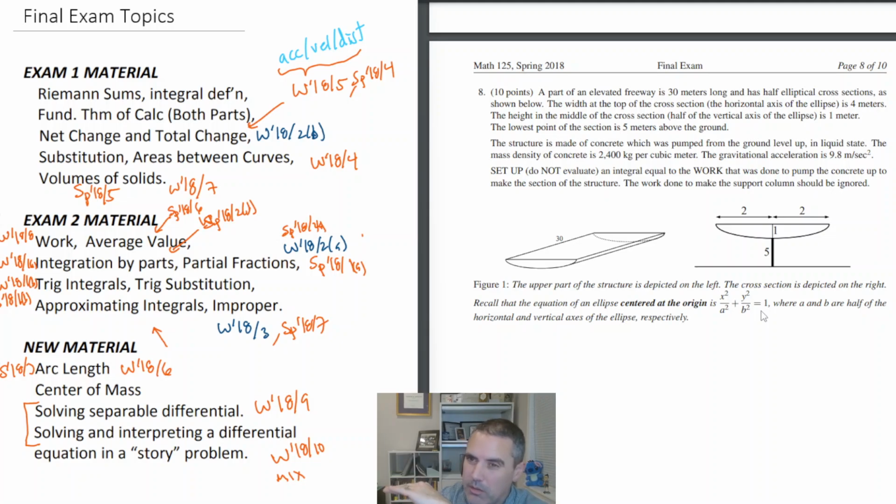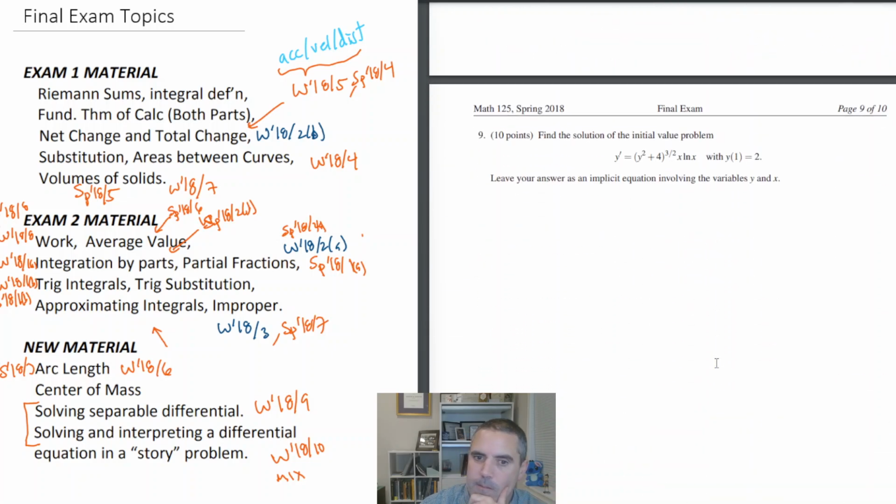We know we're going to label a horizontal slice, figure out how far it got lifted and how much it weighs. That's the plan of attack. Watch my video on that if you need to review. But you should immediately be labeling a horizontal slice. We have separable, so now we've hit the end.